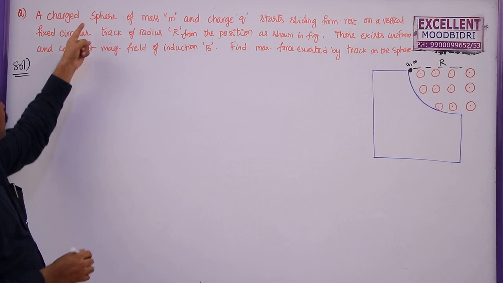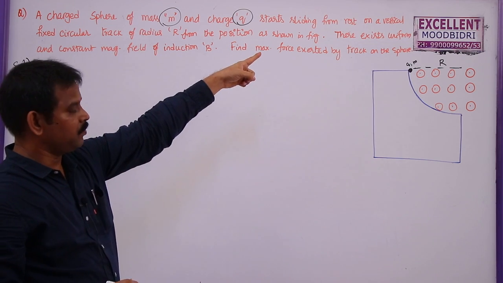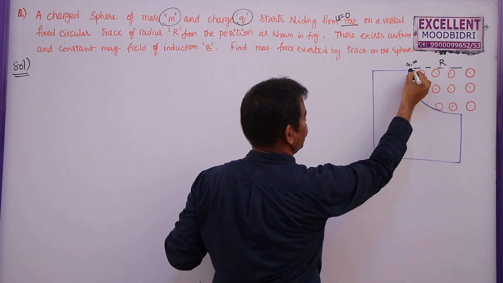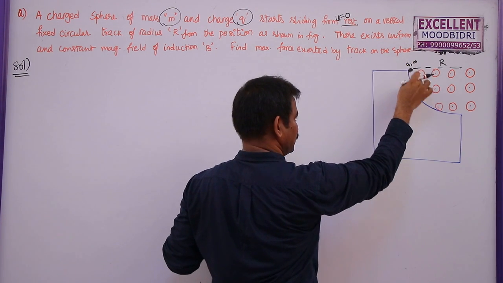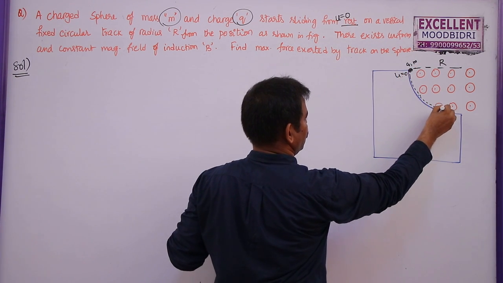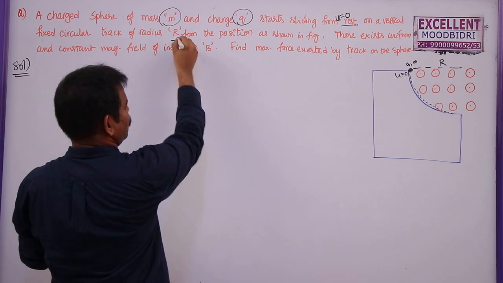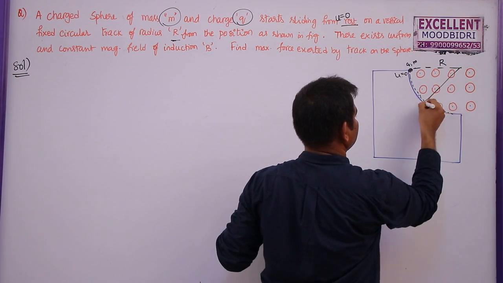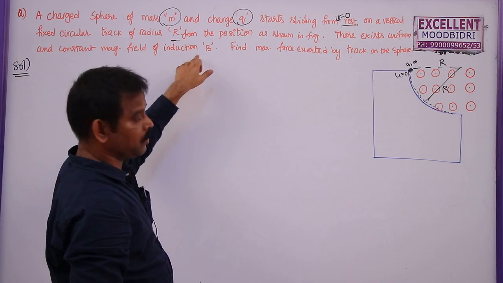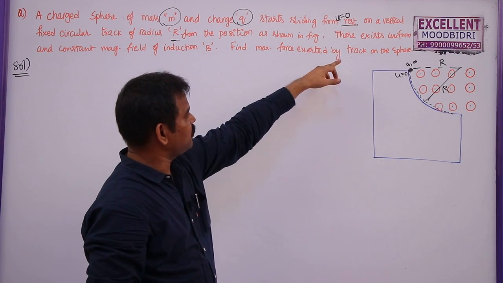Here, a charged sphere of mass m, charge q, starts sliding from rest. So what is the initial velocity here? This is 0. So this is the sphere having charge q, mass m, sliding with initial velocity 0 from rest. So it is sliding along the curved path, along a circular track of radius r. So the radius of this one is r. At any point the radius is r here. Now, as shown in the figure, there exists a uniform and constant magnetic field of induction B, which is acting away from the board here. Find the maximum force exerted by the track on the sphere.